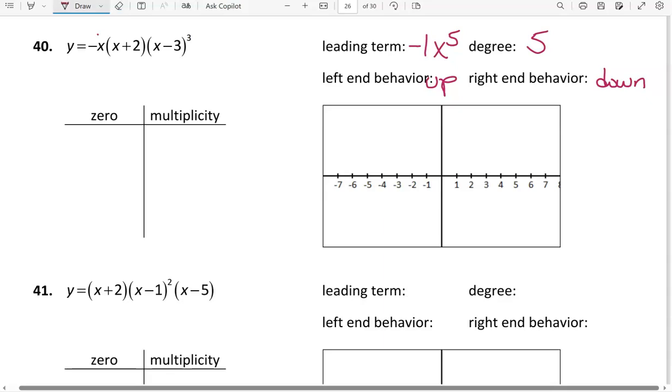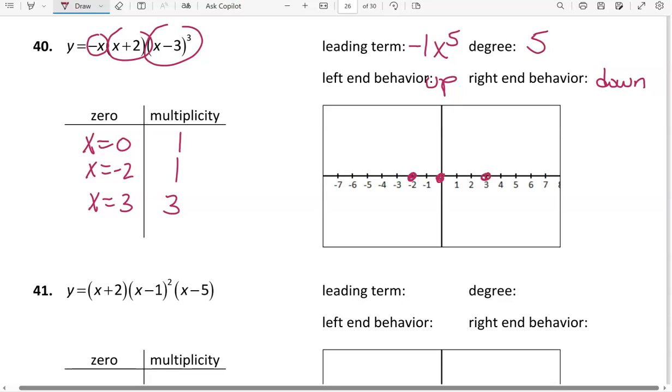So let's look at our factors. The first factor, x, is equal to 0 when x is 0, has multiplicity 1. The second factor, x plus 2, is equal to 0 when x is negative 2. That also has multiplicity 1. The third factor, x minus 3, is equal to 0 when x is 3, but this one has multiplicity 3 because it's raised to the third power. So now we're going to graph each of those intercepts, negative 2, 0, and 3.